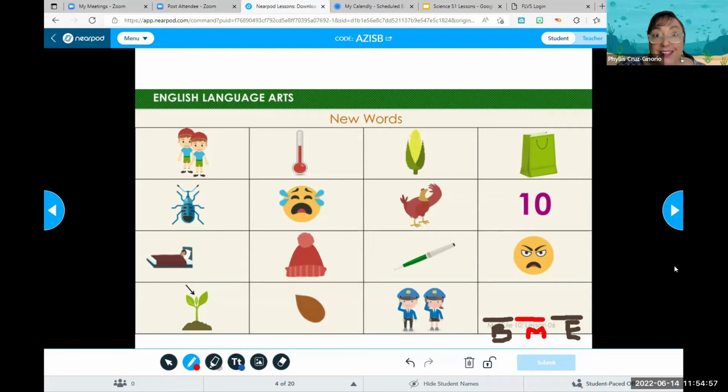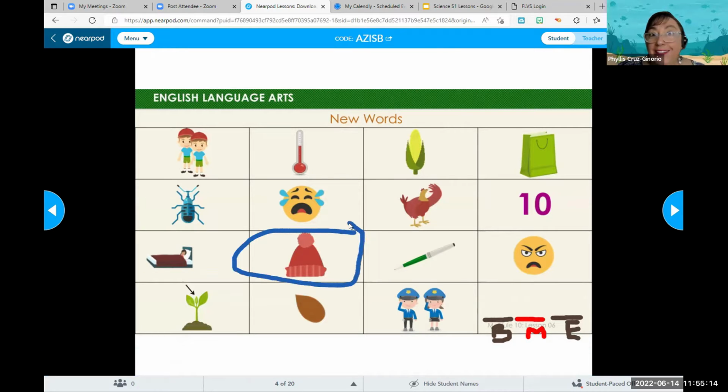Hat. Should I do it again? Hat. Did you find it? Yeah? If you said hat, you got it right. Beautiful.